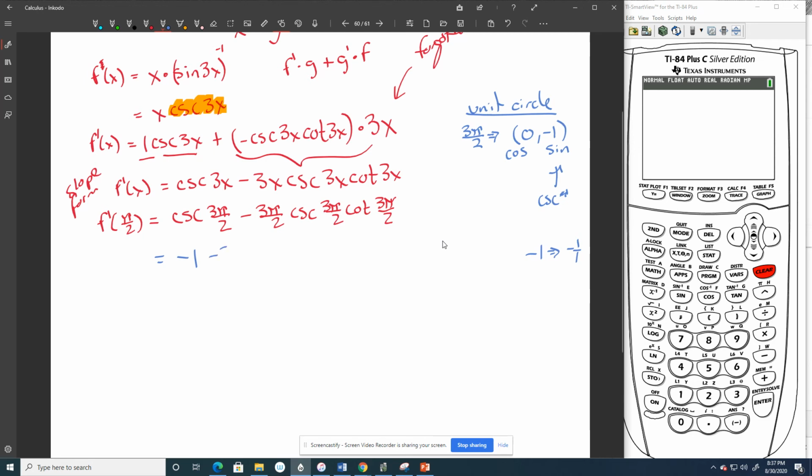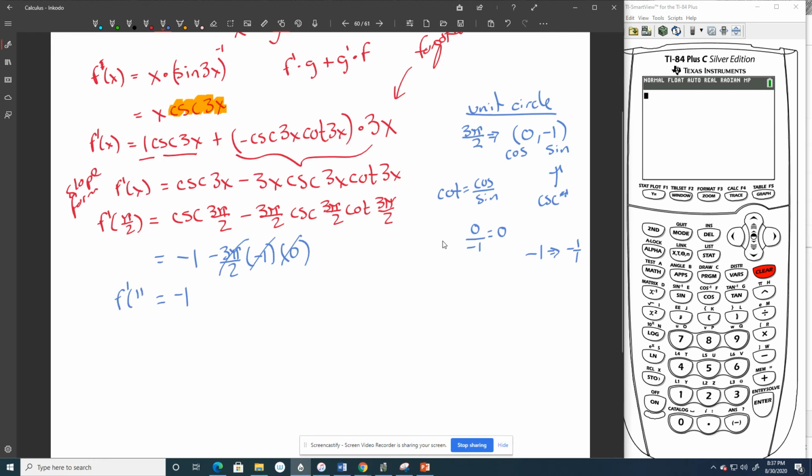And then I'm going to minus 3 pi halves. And then I've got cosecant again of 3 pi halves. So that's multiplied by -1. And then I need to take the cotangent at 3 pi halves. Well, cotangent is just cosine over sine. And my cosine is 0. My sine is -1. So my cotangent is just 0, which is great because it means this 0 multiplies by this, and all I'm left with is my slope of -1.